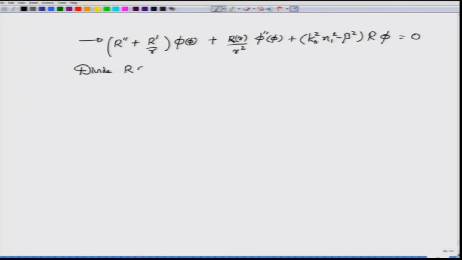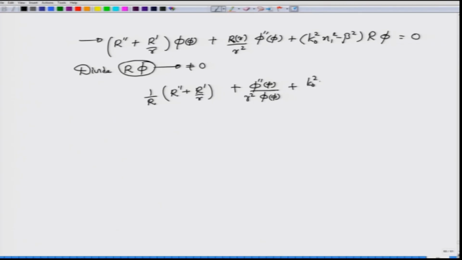So, what we now do is we divide throughout by R Phi. Of course, I am assuming that the solution does not vanish anywhere. So, this solution is not supposed to go to 0, otherwise this differentiation operation will not really work. So, when you do that, you will have 1 by R times R double prime plus R prime by r, plus Phi double prime of phi divided by Phi. There is an r square here as well. So, we will keep that for the moment. Okay. So, this is Phi of phi actually plus k0 square n1 square minus beta square equals 0. Now, I multiply throughout by r square.